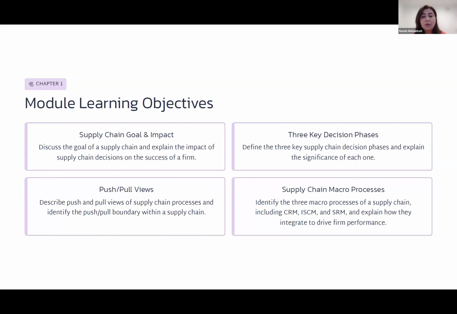We're going to look at supply chain processes and also describe them in terms of push-pull views. And also we will cover macro processes in every single supply chain. So by the end of this chapter, you will learn all these topics.